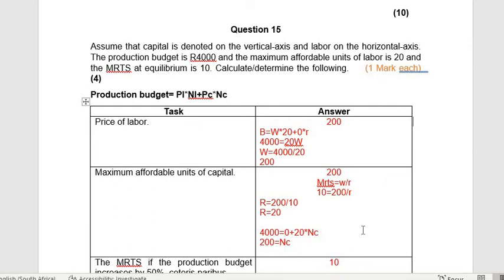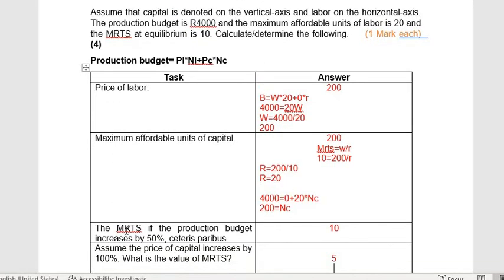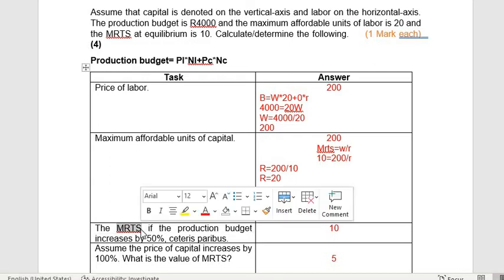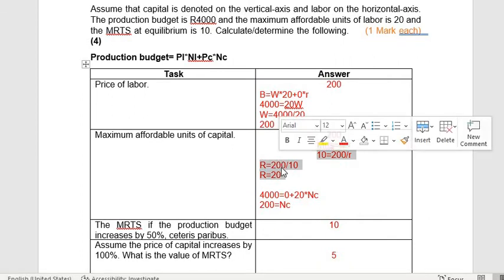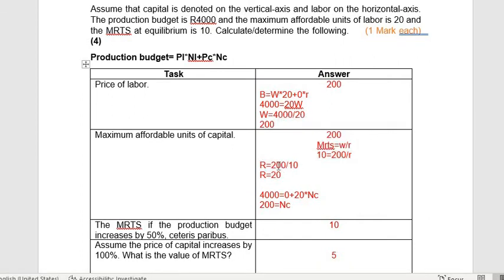And then the next one, they ask what is going to be the marginal rate of technical substitution if the production budget increases by 50%. Now, looking at the formula for marginal rate of technical substitution, production budget has absolutely no impact on this. So regardless of what your production budget is, the marginal rate of technical substitution remains the same. So you will still have 10.